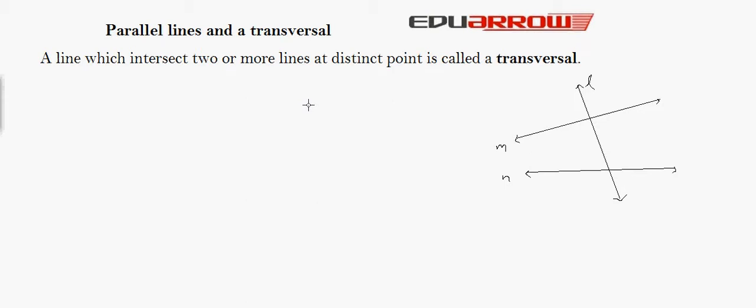In this tutorial, we will learn about lines and angles, in which we will cover parallel lines and a transversal. A line which intersects two or more lines at distinct points is called a transversal. For example, we can see in the figure line L intersects the lines M and N at points P and Q. Here, four angles are formed at each point P and Q.